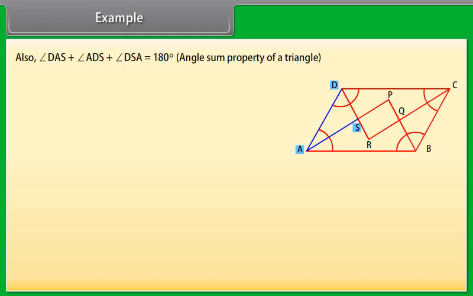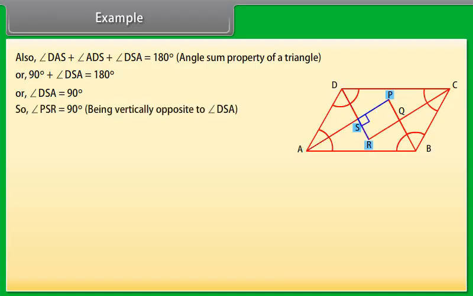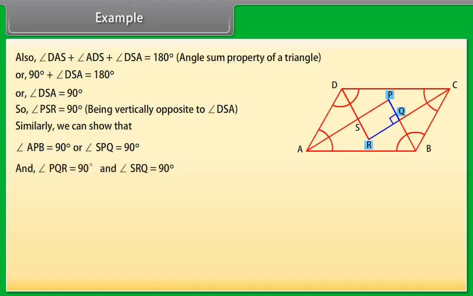Also, angle DAS plus angle ADS plus angle DSA is equal to 180 degrees, angle sum property of a triangle, or 90 degrees plus angle DSA is equal to 180 degrees, or angle DSA is equal to 90 degrees. So, angle PSR is equal to 90 degrees, being vertically opposite to angle DSA. Similarly, we can show that angle APB is equal to 90 degrees, or angle SPQ is equal to 90 degrees, and angle PQR is equal to 90 degrees, and angle SRQ is equal to 90 degrees.